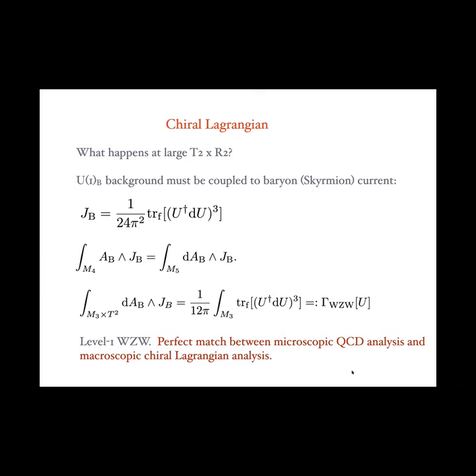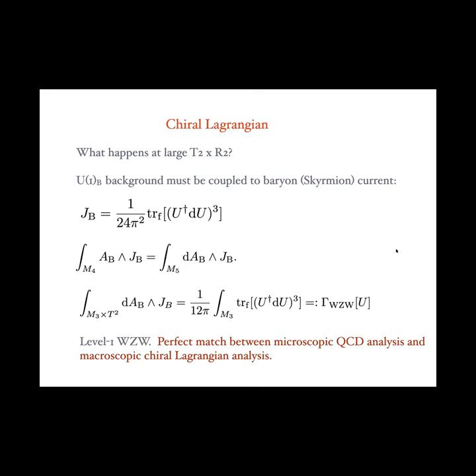We can still turn on a background field. Now at long distances, let's assume that QCD is described by the chiral Lagrangian, and we all believe that this is true. And so we must couple this U(1) baryon background to the chiral Lagrangian, and that coupling is given by this background times some current, and this current is actually the baryon current, which can also be called the Skyrmion current, and it is given in this form.